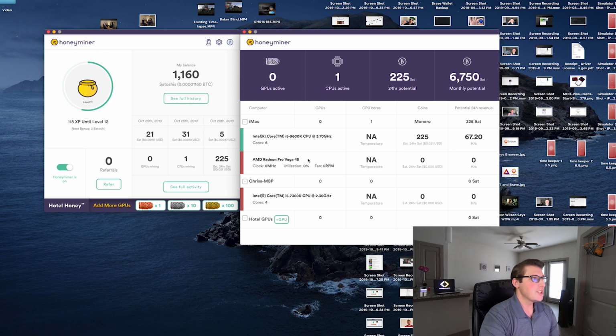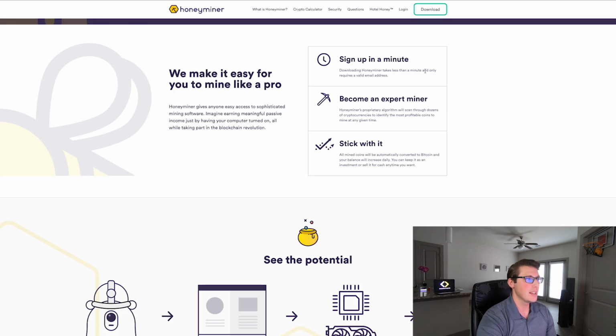So as you can see, the sign up is extremely quick. Once again, this is free to use. So you sign up in less than a minute. Their advertising says you become an expert miner. The reason is because Honeyminer's proprietary algorithm is going to scan through the dozens of cryptocurrencies to identify the most profitable coins to mine at any given time.